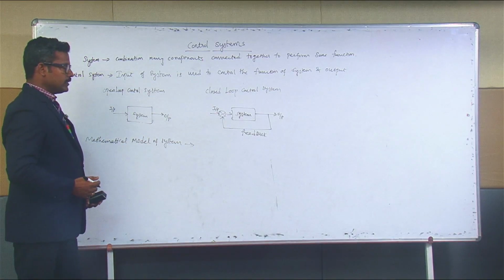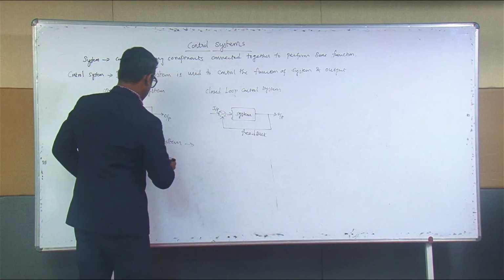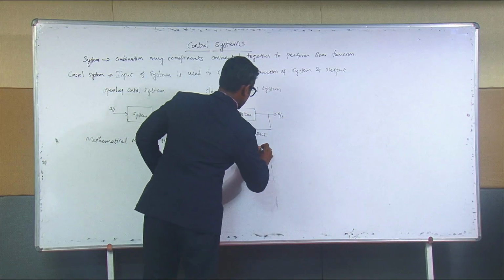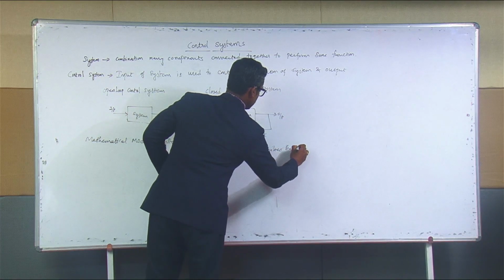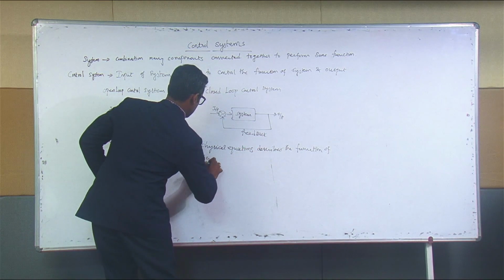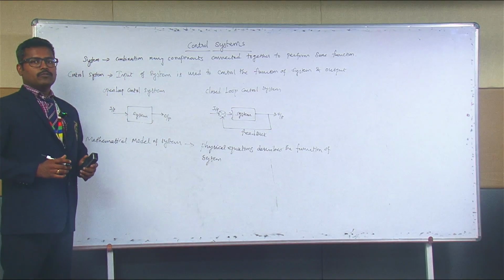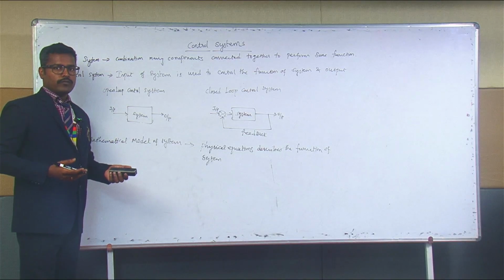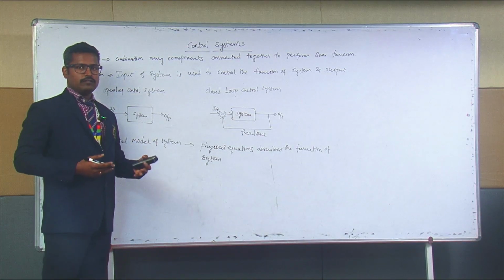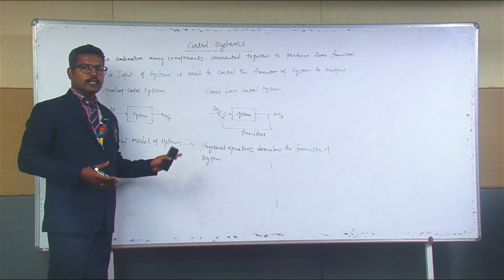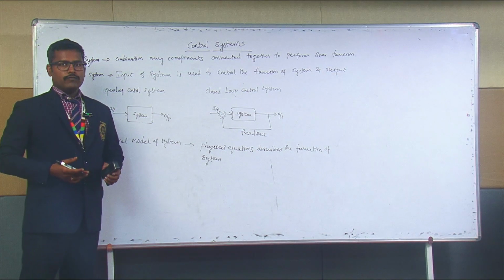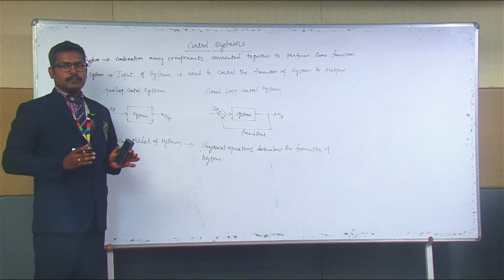So the mathematical model of the system is a physical equation which describes the functions of the system. There is no limitation. We can derive n number of equations based on the functionality or number of elements present in the system. It may be a single equation, two equations, three equations, and up to n number of equations can be derived based on the complexity present in your system. For deriving the mathematical model, we are going to consider the mechanical translational system.